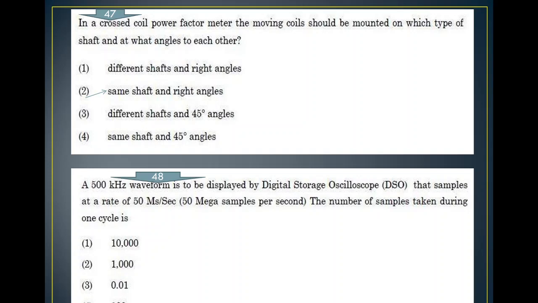Next question, question number 48. A 500 kHz waveform is to be displayed by a digital storage oscilloscope, DSO, that samples at a rate of 50 mega samples per second. The number of samples taken during 1 cycle. Option first 10,000, option second 1,000, option third 0.01, and option 4 100. The correct option is option 4, that is 100.